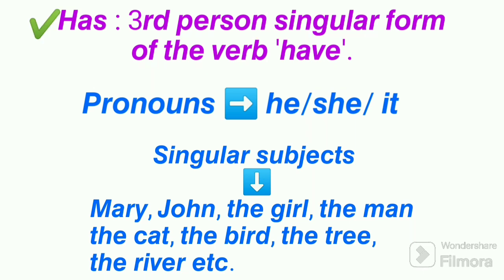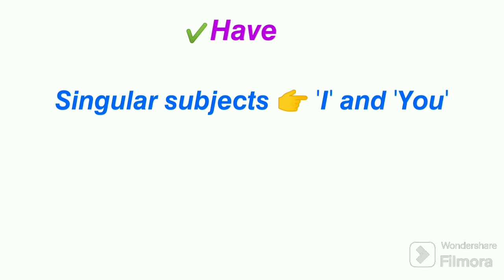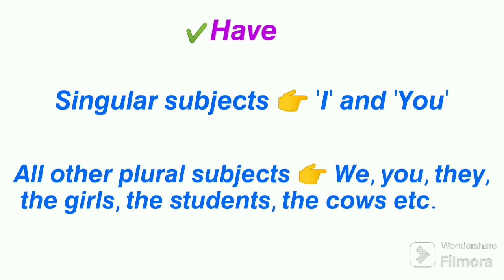So, has is used for third person singular number pronouns he, she, and it, and also for all other singular subjects like the girl, the man, the bird, etc. On the other hand, the verb have is used with singular subjects I and you, and with all other plural subjects like we, you, they, these, etc.